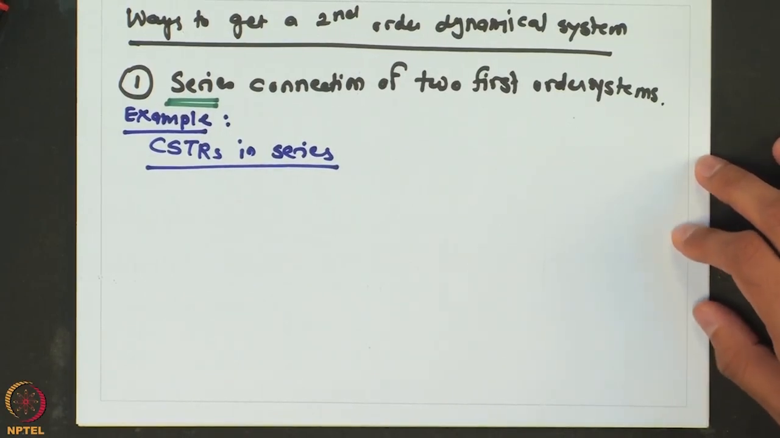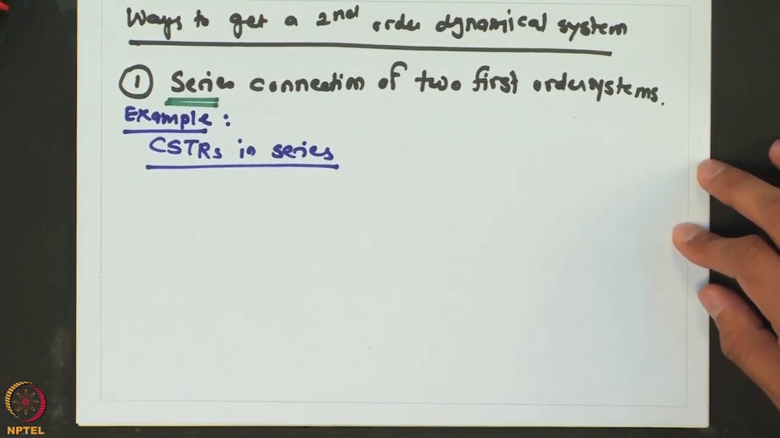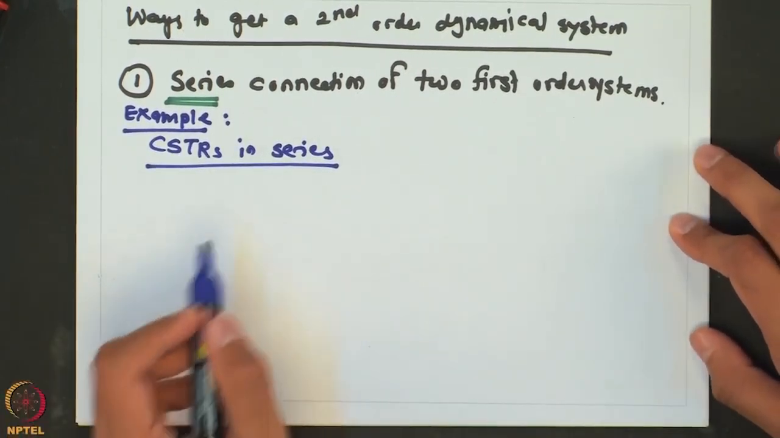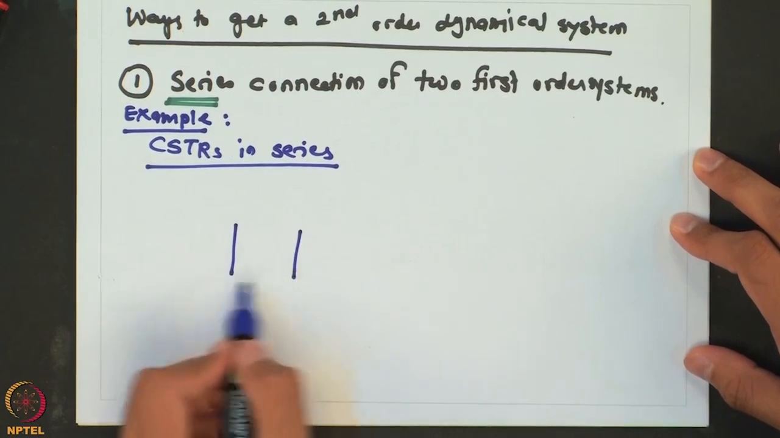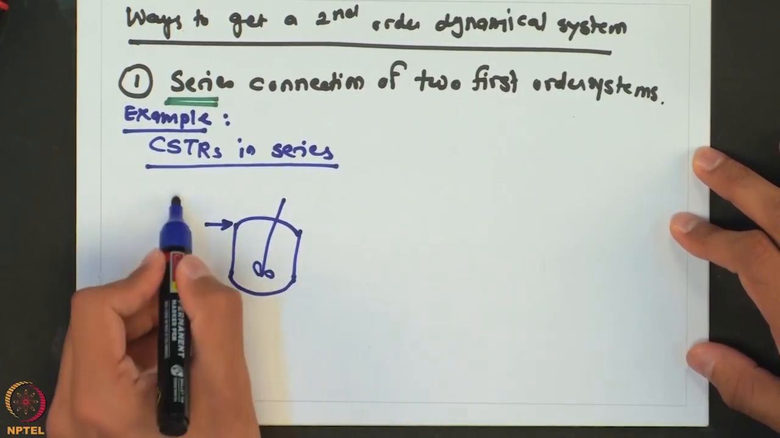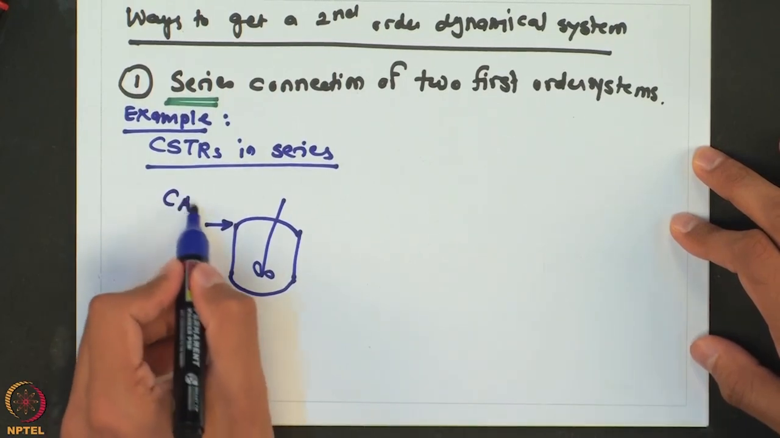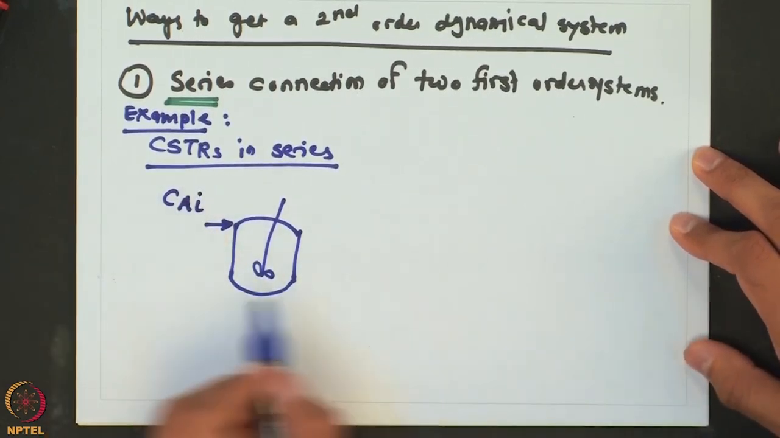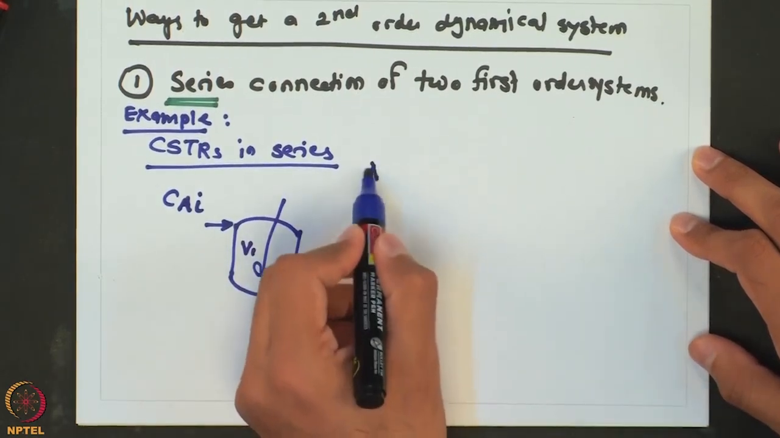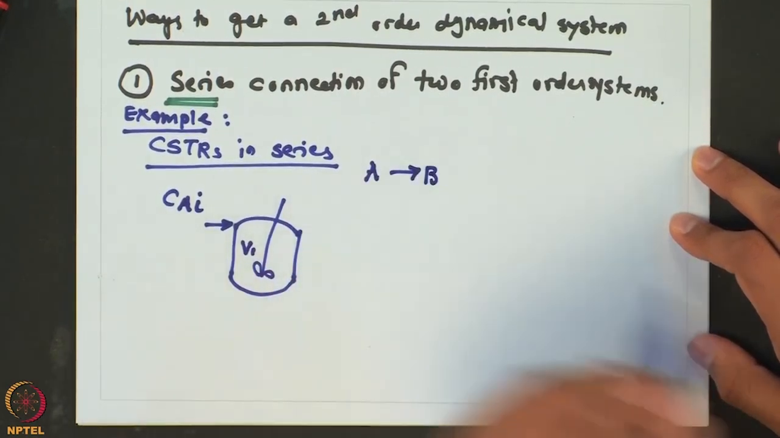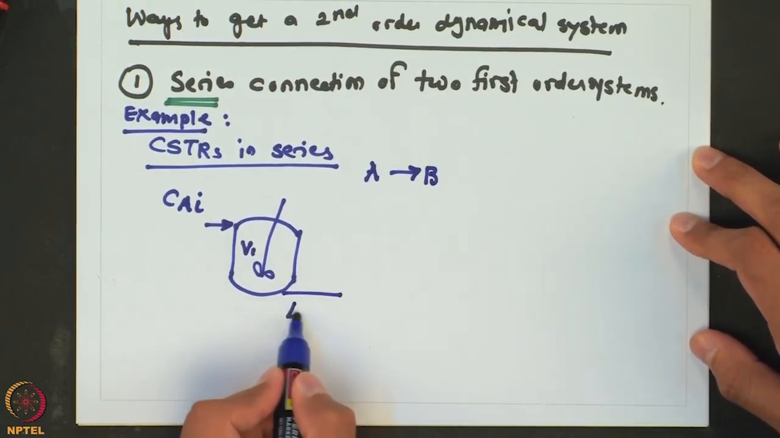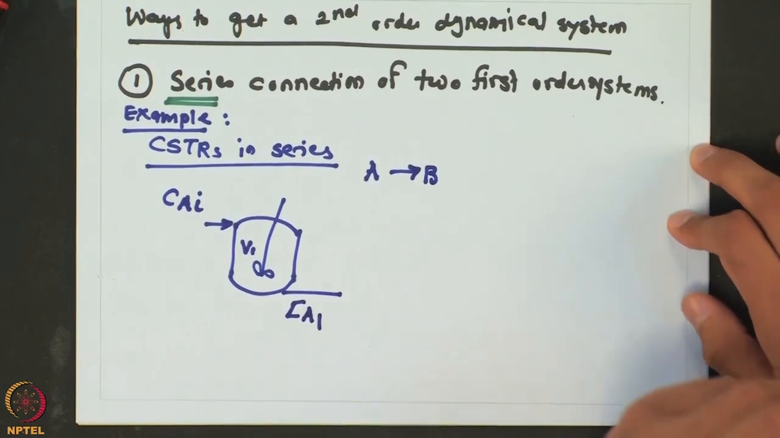So, CSTR is a first order dynamical system. We'll see that in a minute. So, let us see what this particular system is. We have one CSTR. Let us say the input coming in is CAI. The volume is V1. The reaction we are going to consider throughout is a simple reaction A going to B. And the output of this is going to be CA1.